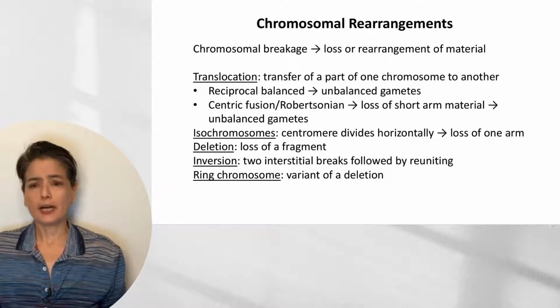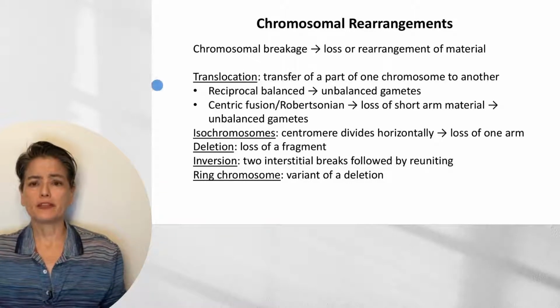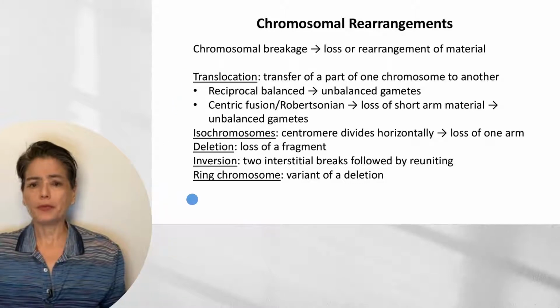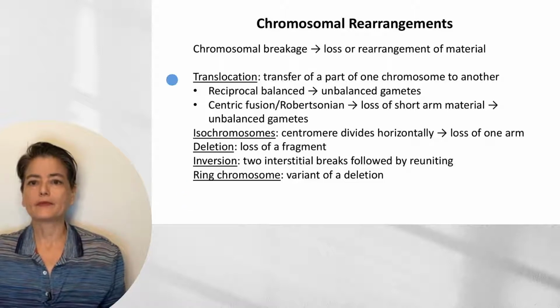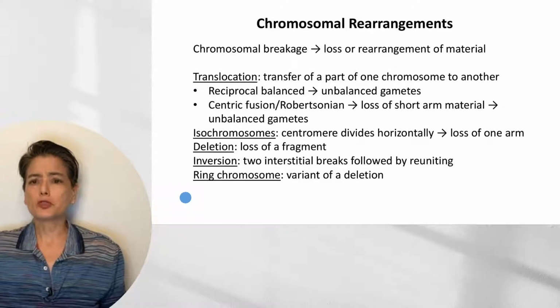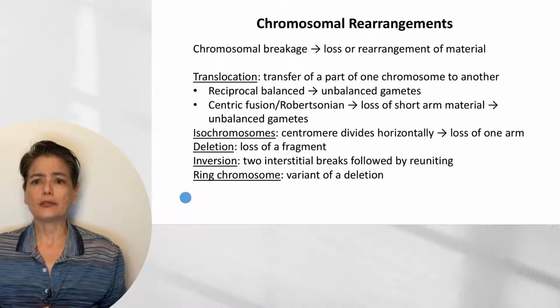There are multiple different types of chromosomal rearrangements. I've listed them here. I'm going to describe them here, and then I will show you a nice figure from Robbins and Kumar Basic Pathology that makes it a lot easier to visualize. You can also turn to that figure in your book. So chromosomal translocations occur when we get the transfer of a part of one chromosome to another.